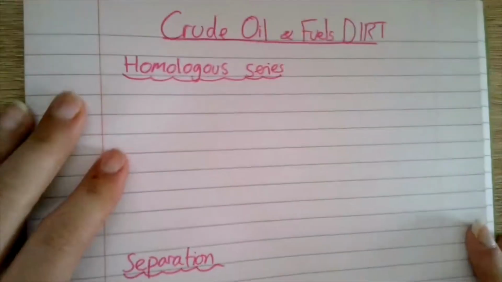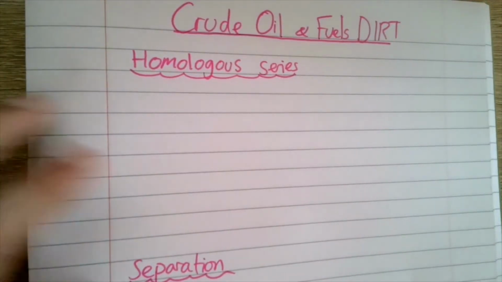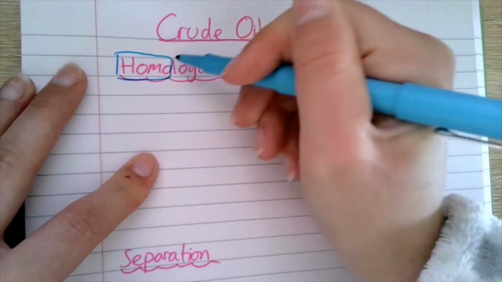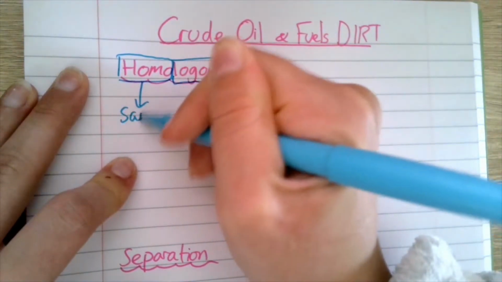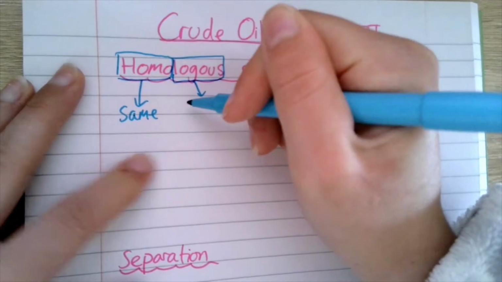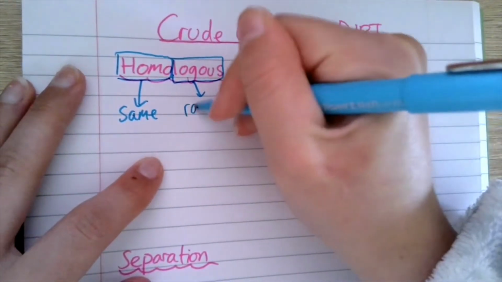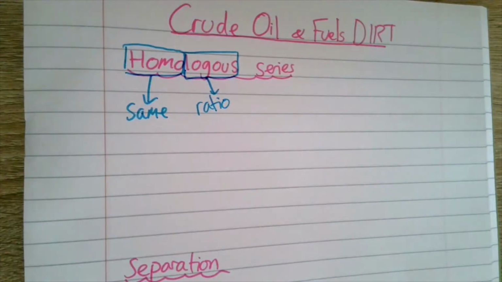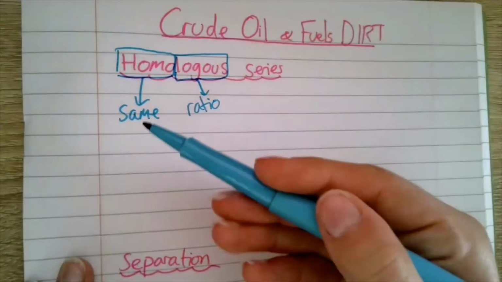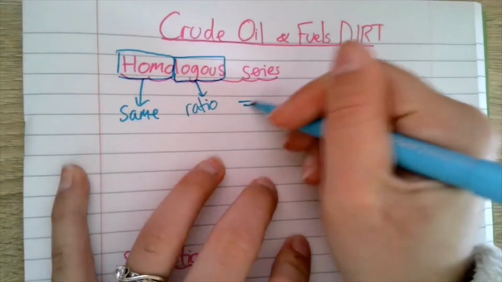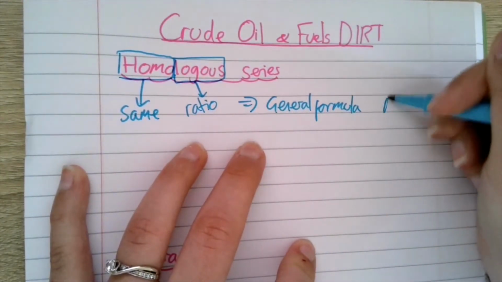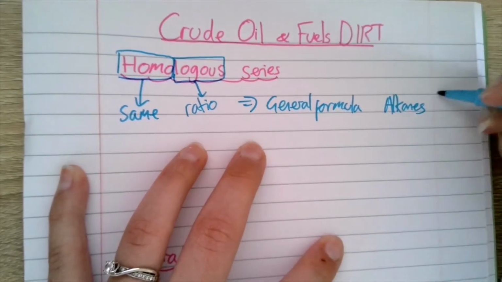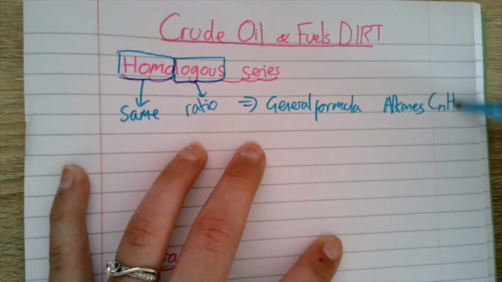Okay, so to start with, I want us to think about what that word homologous means. So we can break this down into two words. Homo meaning same, and logos comes down to being ratio or proportion, that logic going on there. So if it's talking about a series with the same ratio, this is telling us that it has the same general formula. So for alkanes, we say that for every carbon atom there are twice as many hydrogen atoms plus 2.